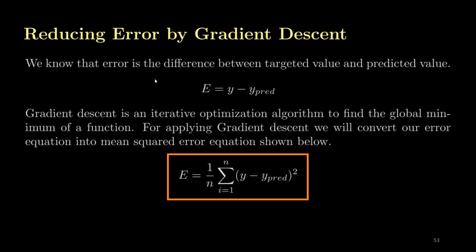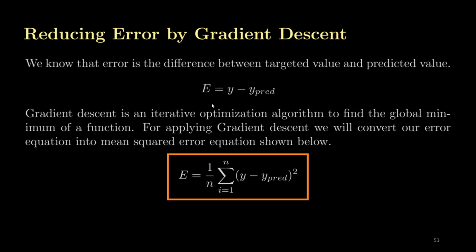So how do we reduce error by gradient descent? We know that error is the difference between the target value and the predicted value. So this is our first step. First, we need to calculate the error. After that, we need to transform this error into a mean square error. So this is our error, and this is the transformation of error into mean square error. Here we are squaring the error, and here we are taking the mean by adding the squared errors and dividing by the number of samples.